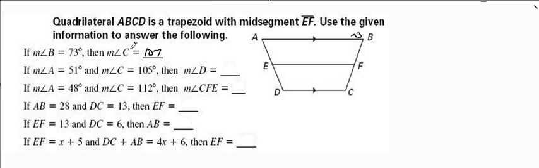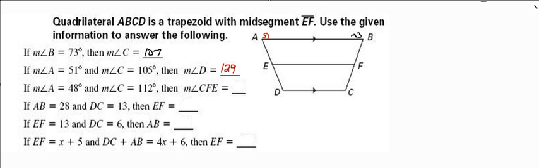For the next one, let's say measure of angle A is 51. Put a little 51 here. Measure of angle C is 105, that's down here. And what's the measure of angle D? Well, we don't really need to worry about angle C. Angle D and A are supplementary. They add up to 180 degrees. 180 minus 51 is 129.